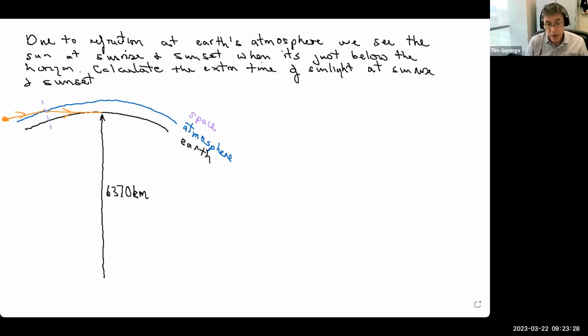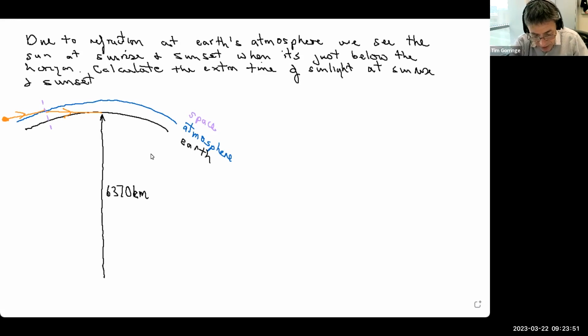So it's a small effect. It's not a very big effect. The effect is about 1 minute of extra sunlight before the sun rises above the horizon, and 1 minute of extra sunlight after the sun falls below the horizon. But we're going to calculate that effect now that we understand refraction.